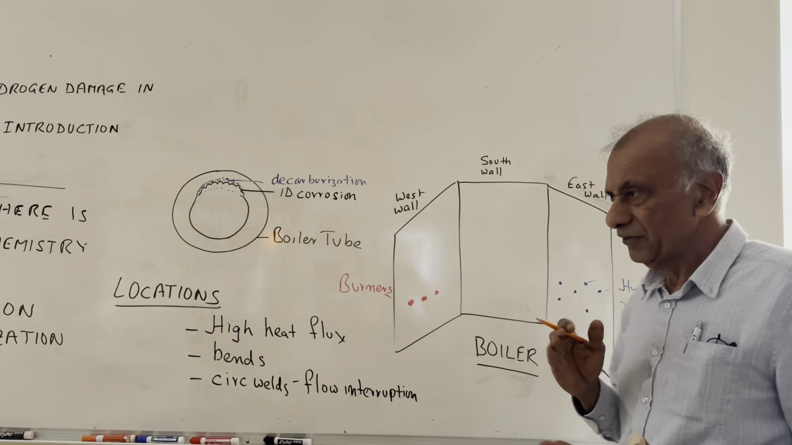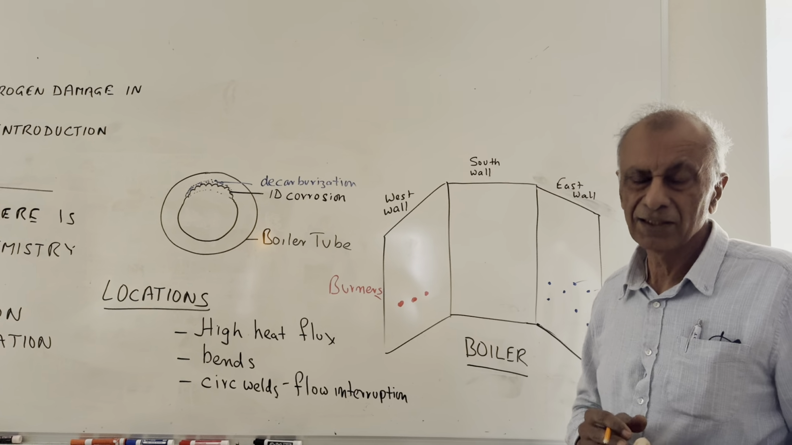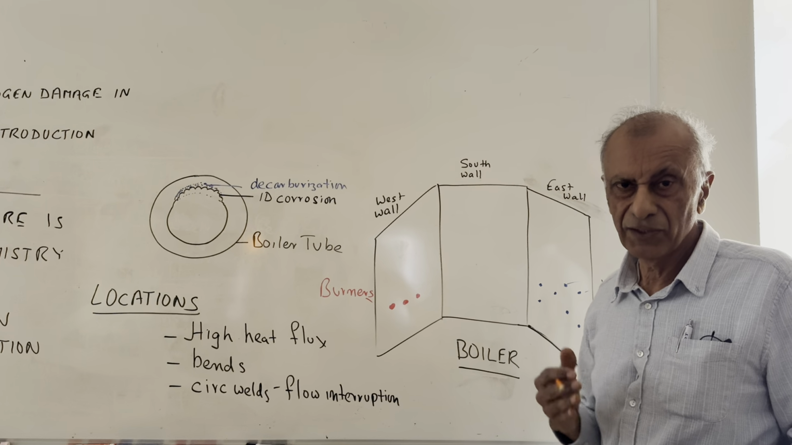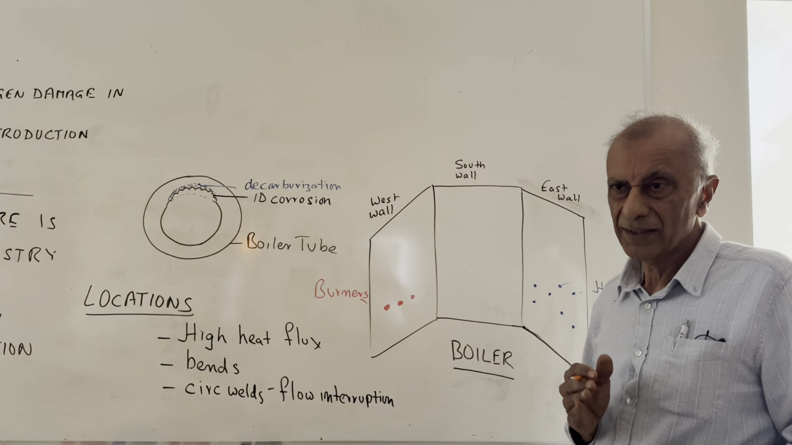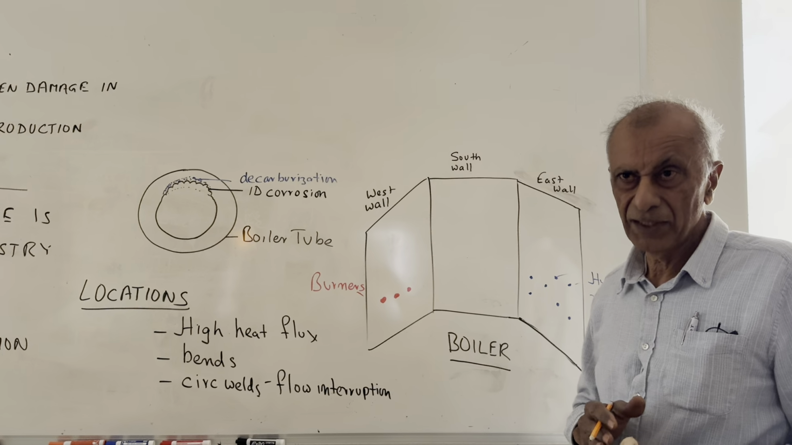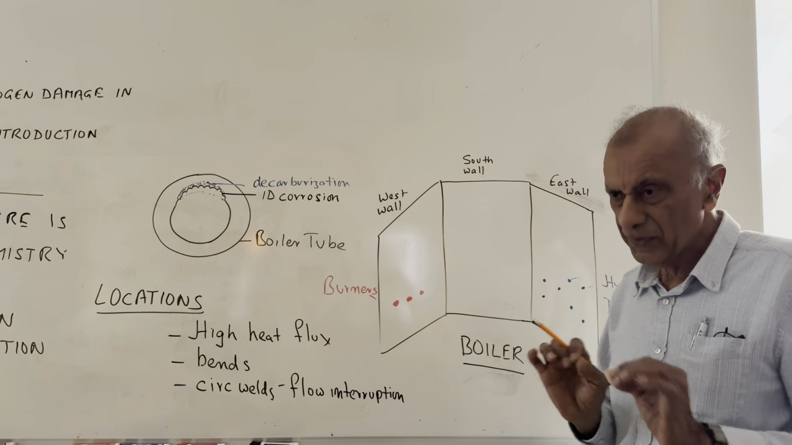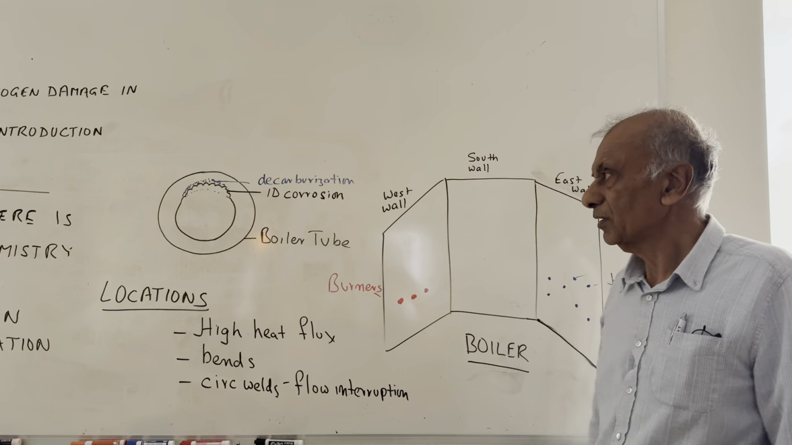Once you verify that, then you can actually apply the ultrasonic technique, which I will demonstrate to you in the next video on how to do the inspection and detect the locations of the hydrogen damage in these boiler tubes. So it's a very specific way to do it, and we will discuss it in part 2 of this topic.